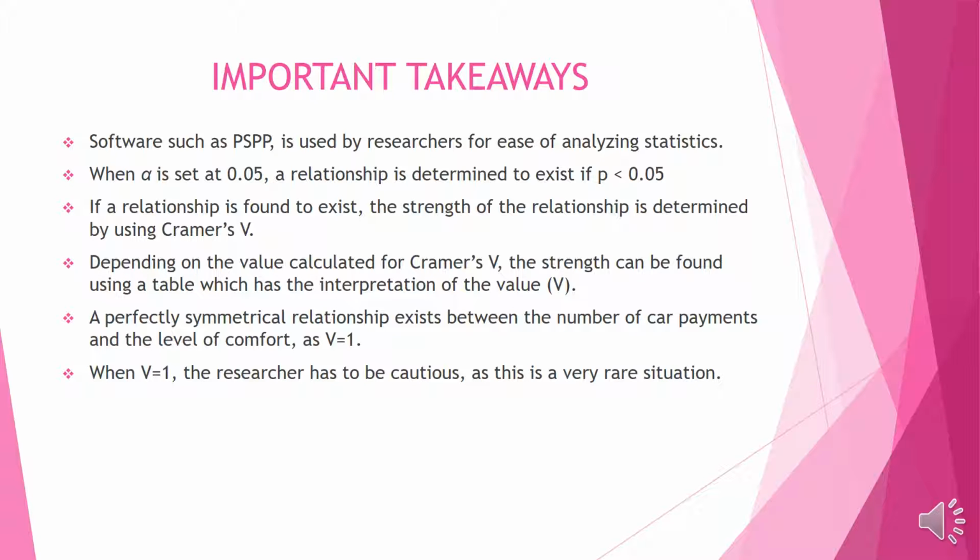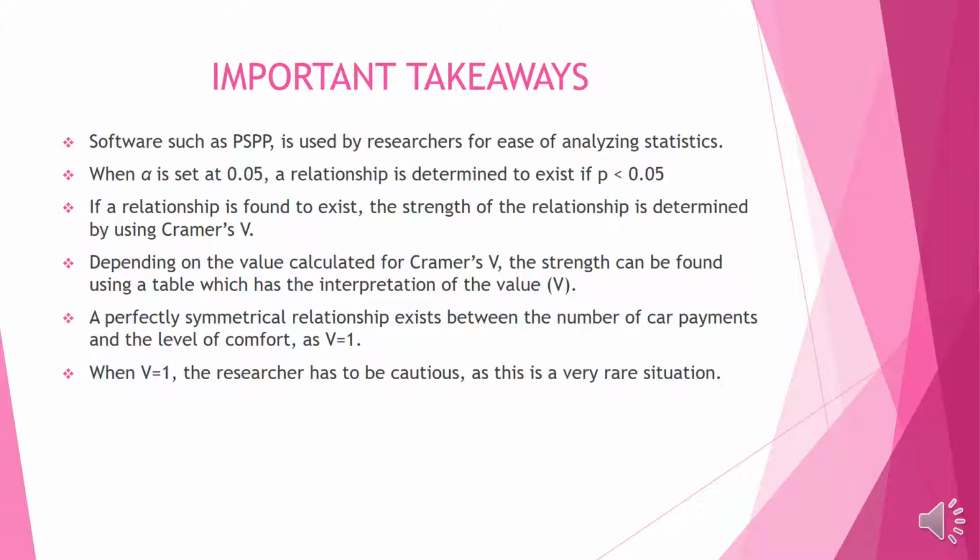And now we look at the important takeaways. 1. Software such as PSPP is used by researchers for ease of analyzing statistics. 2. When alpha is set at 0.05, a relationship is determined to exist if p is less than 0.05. If this happens, then the null hypothesis is rejected.